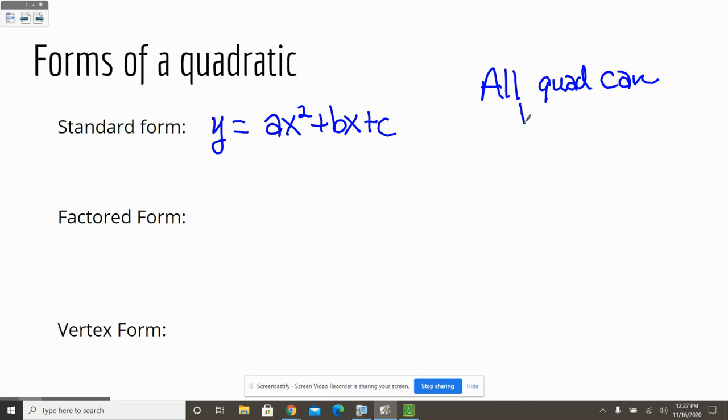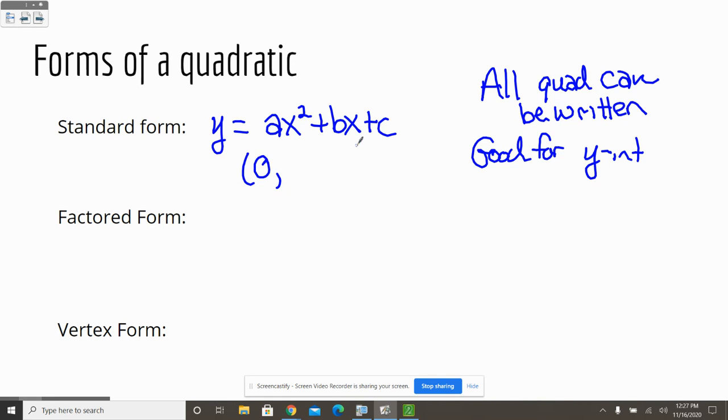And we talked about it being good for finding a certain piece of a quadratic, and that is the y-intercept. It's good for y-intercept because it's really easy to plug in 0 for x, and the y-intercept would just be c. Other than that, it's not good for much, okay?